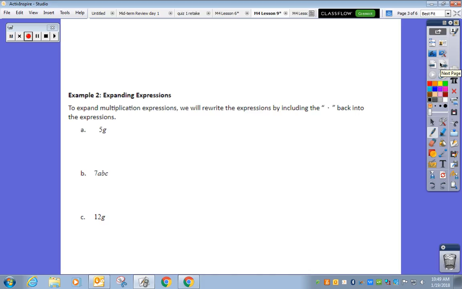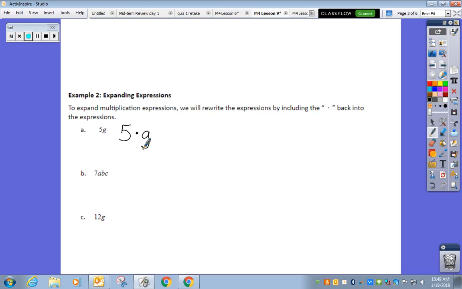Okay, example 2, expanding expressions. To expand multiplication expressions, we rewrite the expressions by including the multiplication symbol back into the expressions. And there is another piece to this that we'll look at when we get to letter C. So letter A is 5g, which means 5 times g. To expand that, I would just put the multiplication symbol back in it. Now, with 5, there's no way to make 5 with multiplication besides 1 times 5, so we would just leave this the way it is, 5 multiplication symbol g.